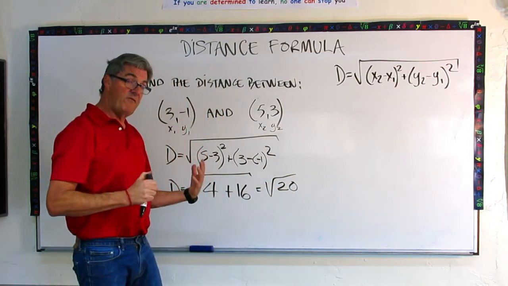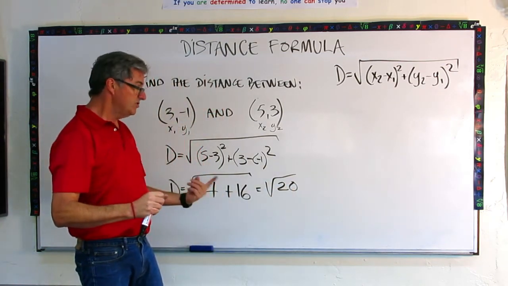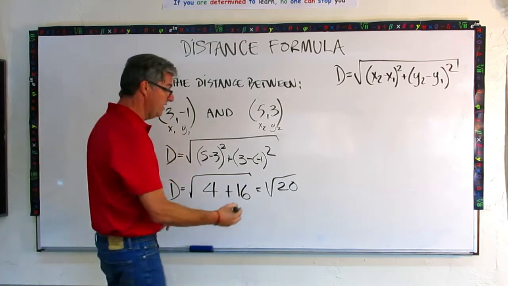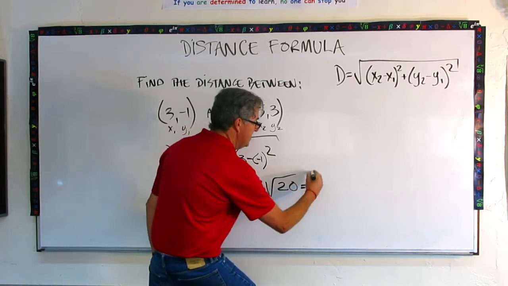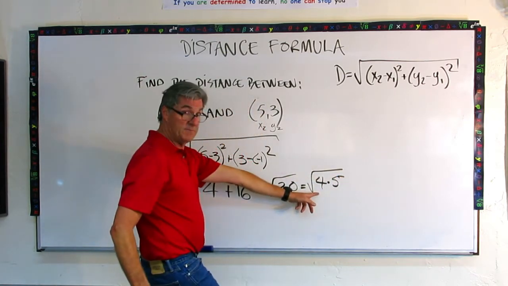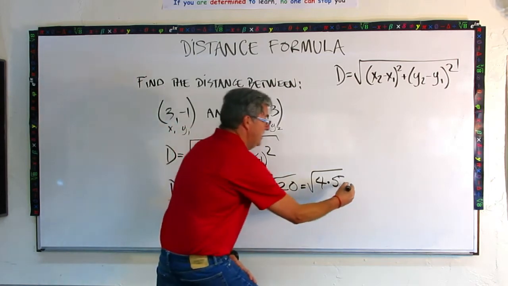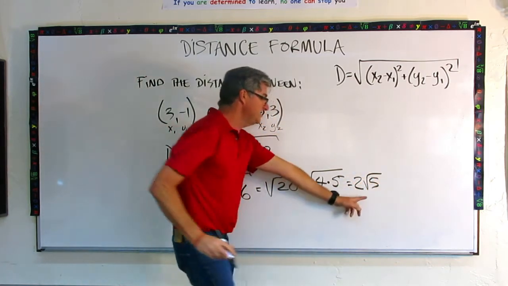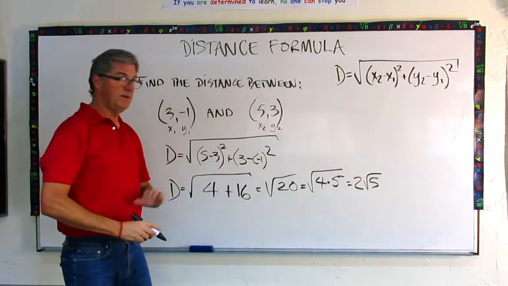Now, unlike root 5 in the last problem, root 20 can be factored into perfect squares, or at least one perfect square. Because watch this. Root 20 is the same as root of 4 times 5. Now the 4 comes out as its square root, and that's going to give us 2, which is the square root of 4, root 5. So that's the fully simplified answer for that problem.